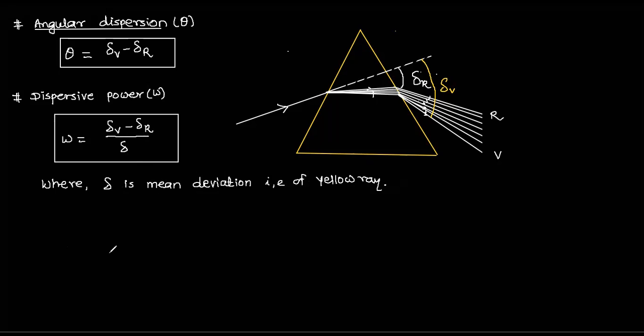Next one, what is delta V and delta R? Delta V is equal to mu V minus 1 into A. Next, delta R is equal to mu R minus 1 into A. This is all for a small angle prism. And then omega is equal to mu V minus mu R divided by mu Y minus 1.